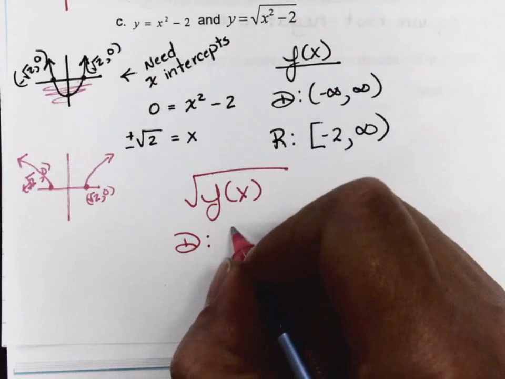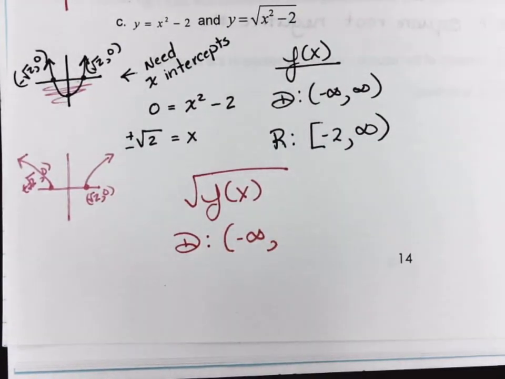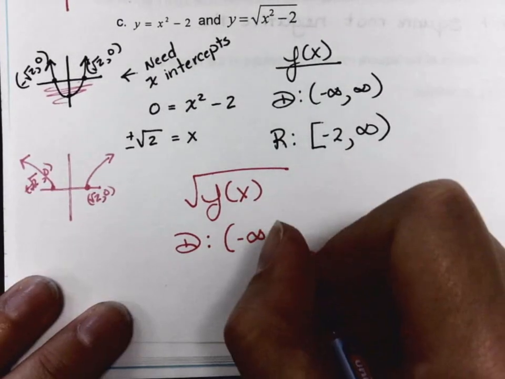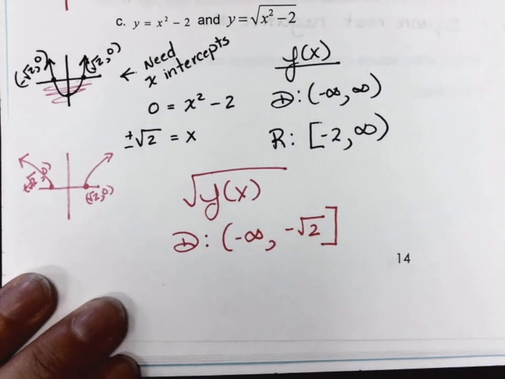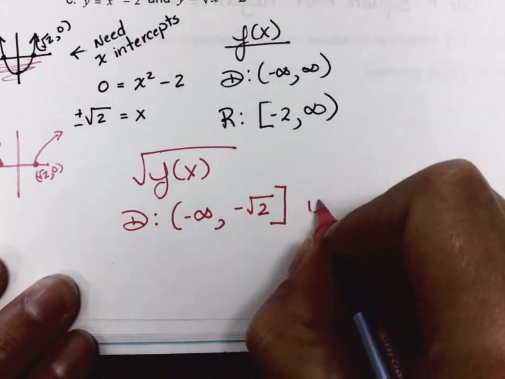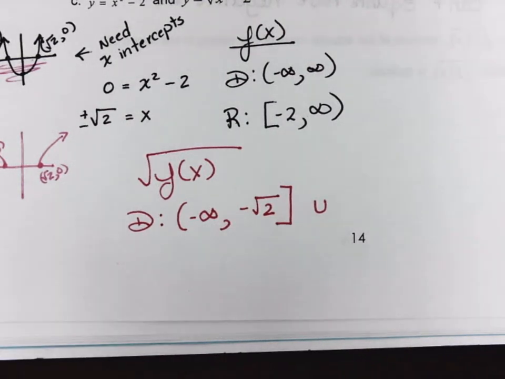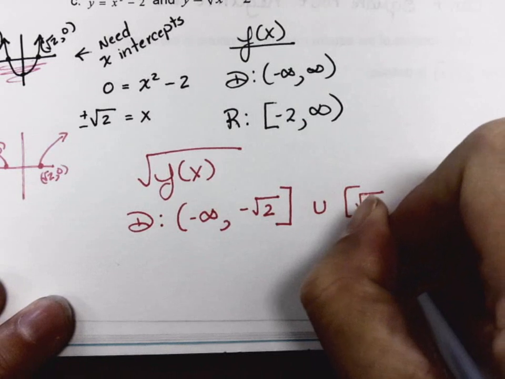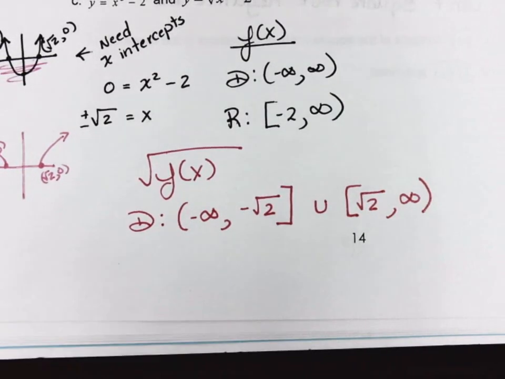Negative infinity. The farthest we go is negative infinity. And then on that arm, where do we end? Negative root 2. But it's inclusive of negative root 2. And then we're going to do the union, so the U without the stick. And now we're going to look at that right hand arm. Where do we start? We start at positive root 2, and we go all the way to positive infinity.